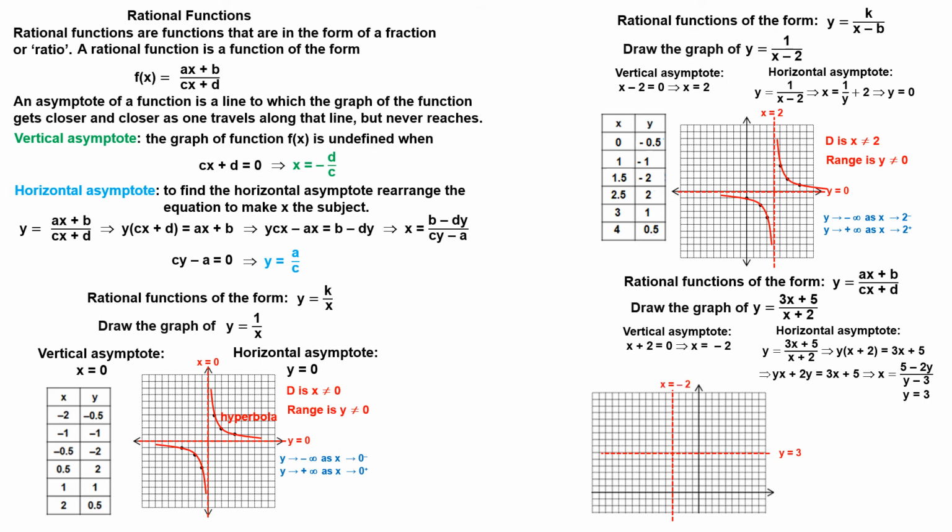Choose at least 3 positive x values and their opposite values to find the ordered pairs. Plot the points and draw the curved line. The domain is all real numbers except minus 2. The range is all real numbers except 3.